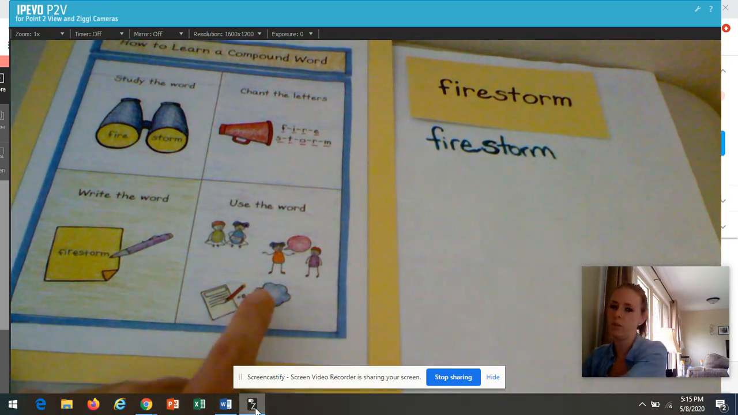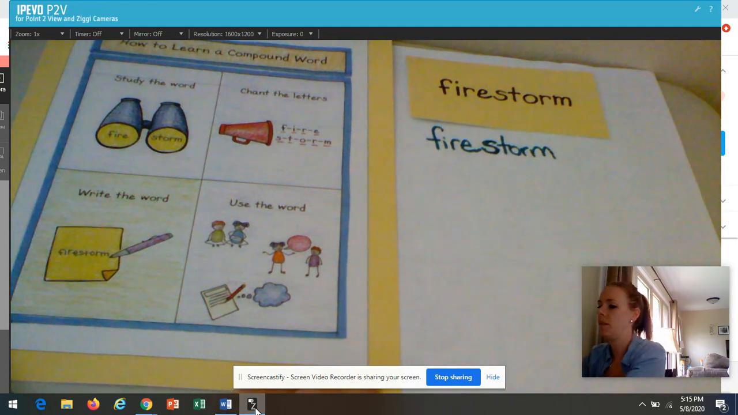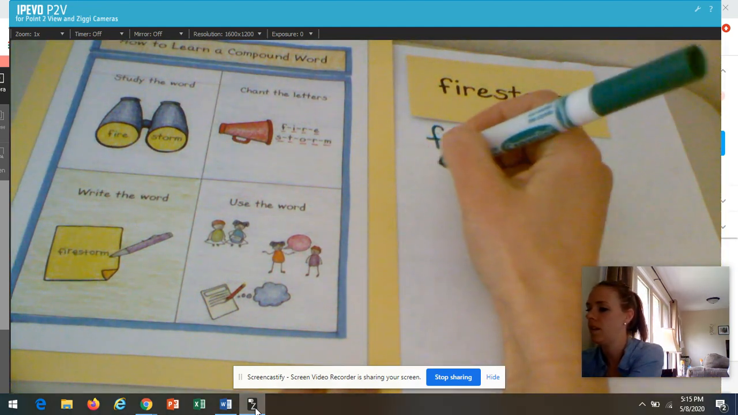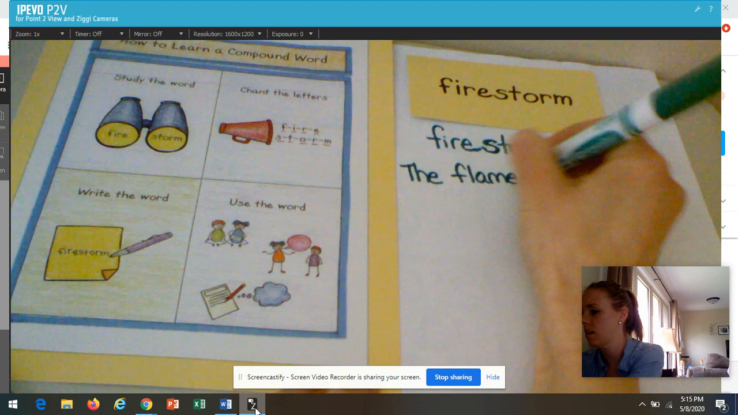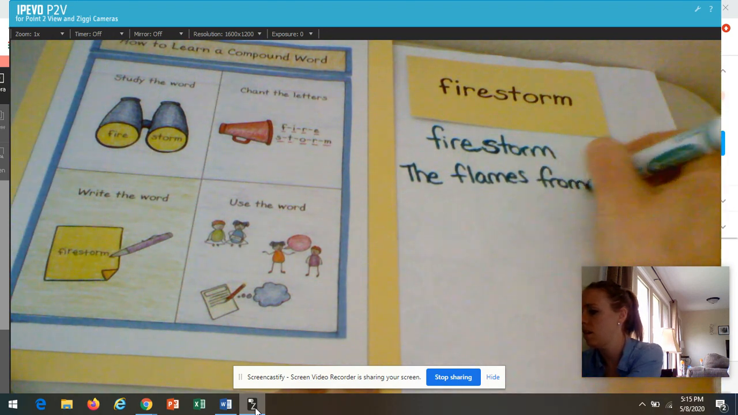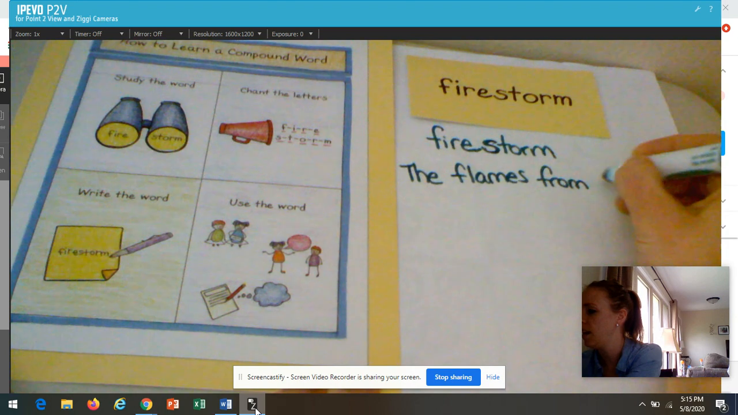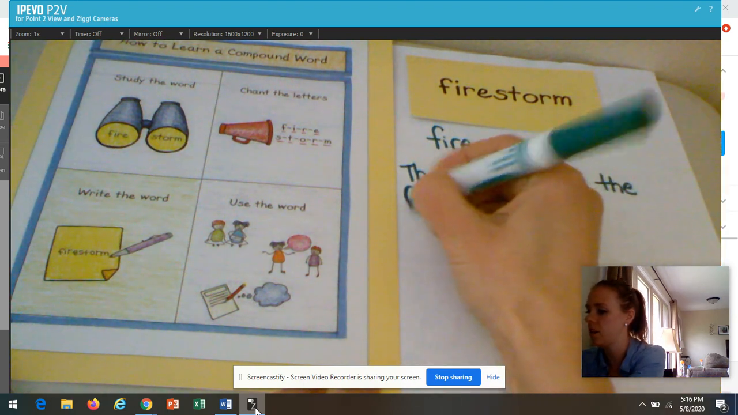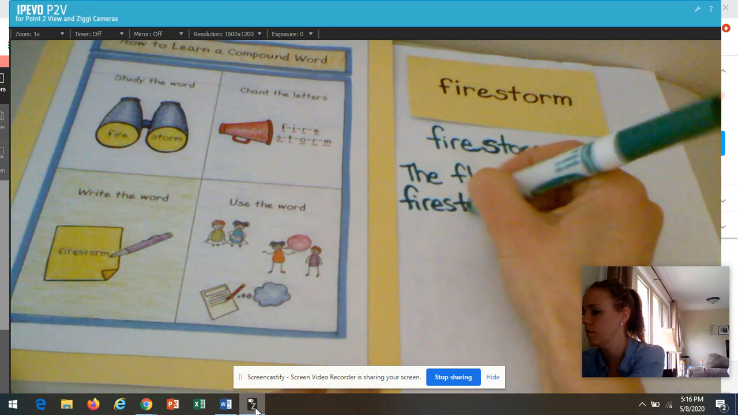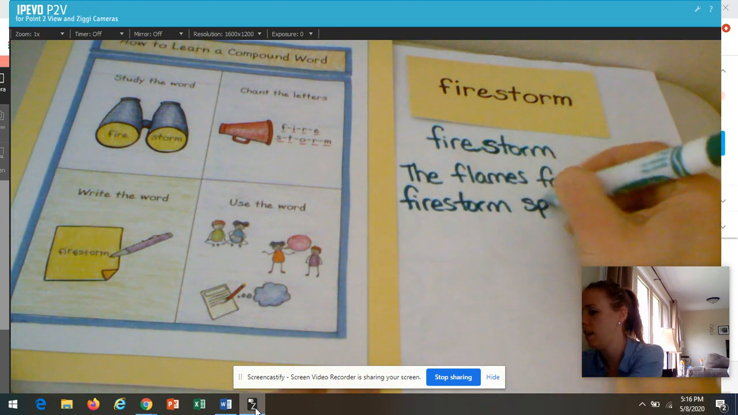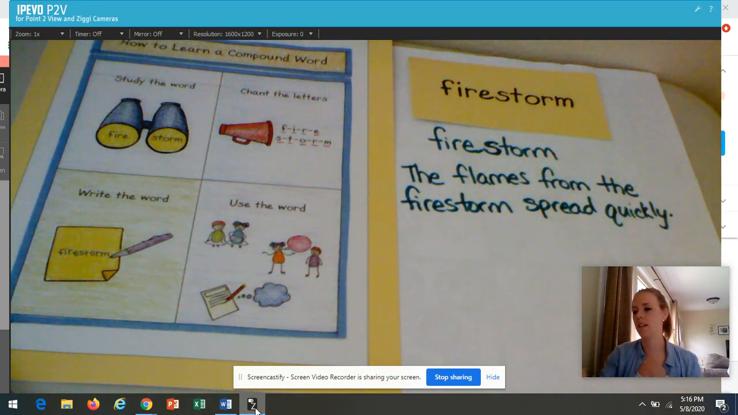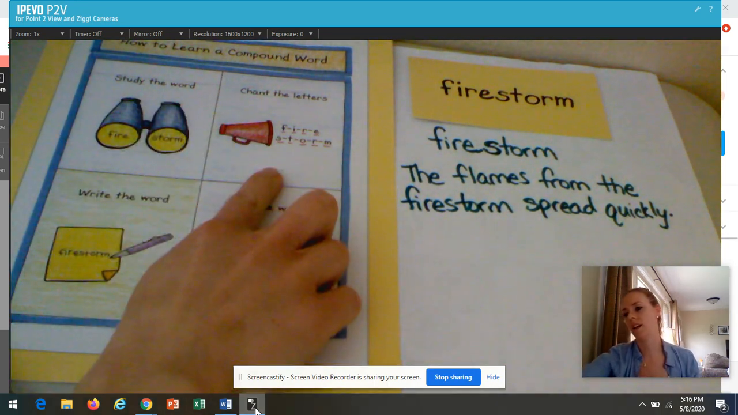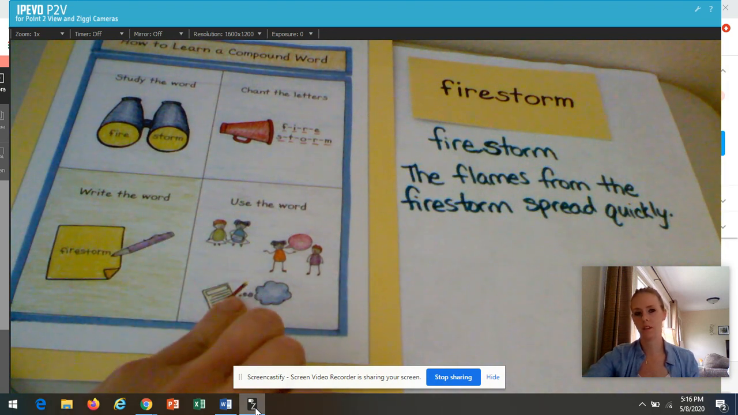All right, now I need to use the word. So maybe I will write the flames from, you see that? The flames from the firestorm spread quickly. Okay, so did you see how I did that? I studied the word, then I chanted the letters, then I wrote the word, and then I used the word.